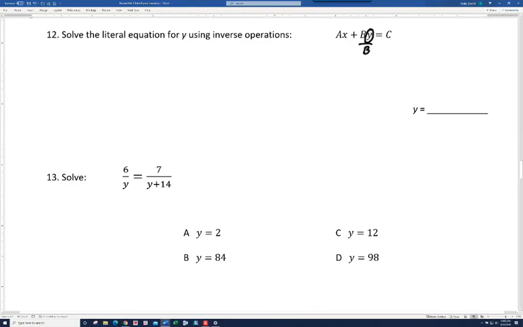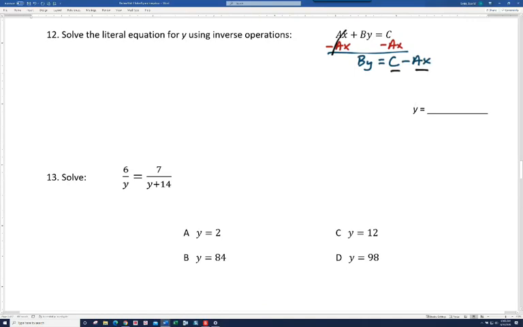Now the question is, what do I do first? Well, this is like solving a two-step equation. We always add or subtract first. And in fact, I want to leave alone the by term and get rid of that ax term. And so we're going to want to subtract ax on both sides, which you could also think of as adding negative ax to both sides. In any case, on the left, these guys add up to 0, and you're left with just by. And on the other side, you have c minus ax.